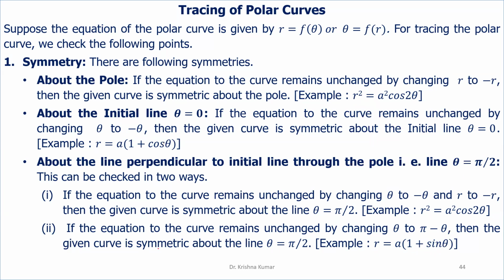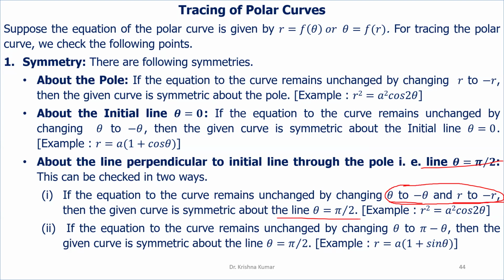So if we want to check the symmetry about the line theta equal to pi by 2, we have to first check the first part, theta by minus theta and r by minus r. After putting theta by minus theta and r by minus r, if the equation of the curve doesn't change, we say that it is symmetric about the line theta equal to pi by 2.